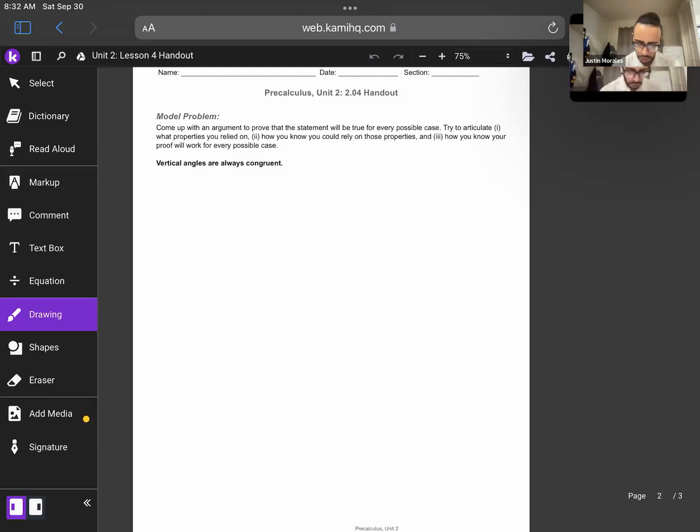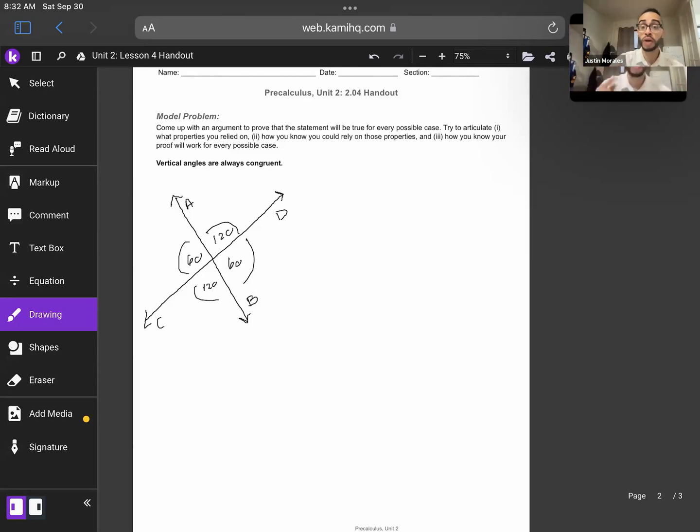So the first thing I'm going to do is draw some vertical angles. Let's call this line AB, and here, let's have this called line CD. Remember, our goal is that we have to stay generalized. I can't just say this is 60, this is 120, this is 120, this is 60, and boom, I just proved vertical angles are congruent because 120 is equal to 120 and 60 is equal to 60. No, that proof only works for when your angles were 120 and 60. It wouldn't really work for any other because you used a very specific example.